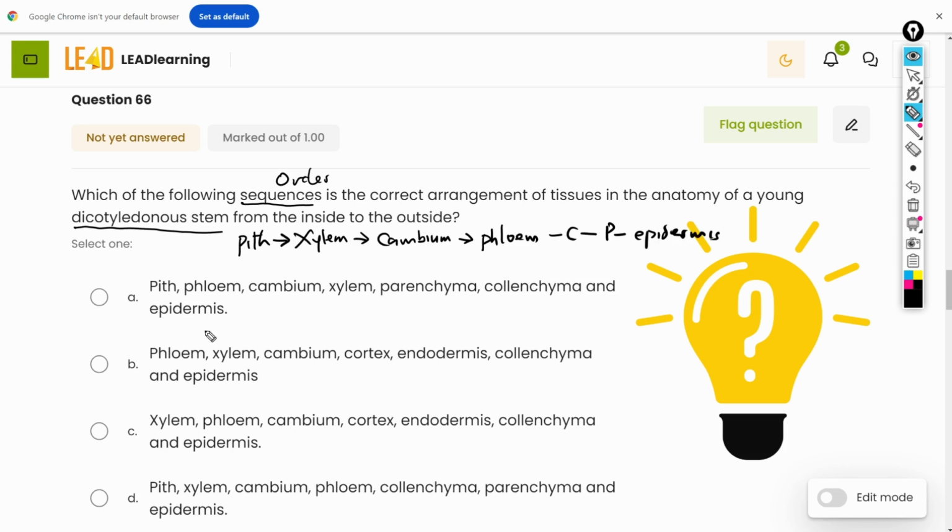Clearly I can see pith in option A and pith in option D, so our answer is between A and D. Now let's check which one follows this order. Clearly it is option D: pith, xylem, cambium, phloem. So our answer is option D.